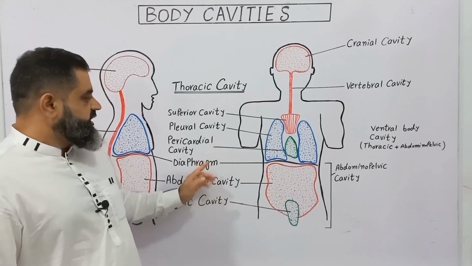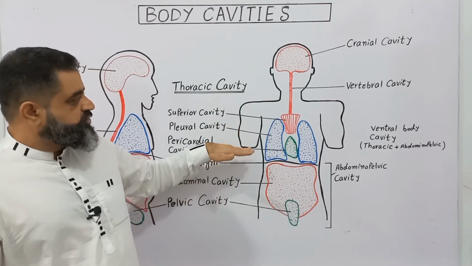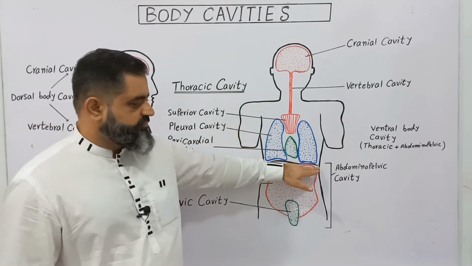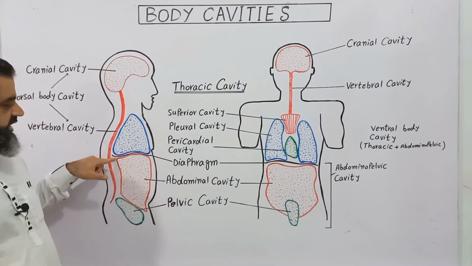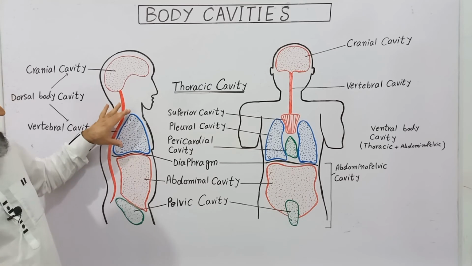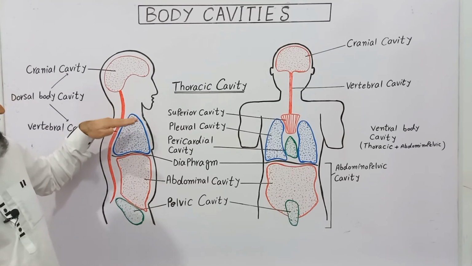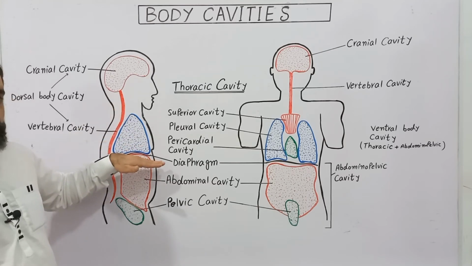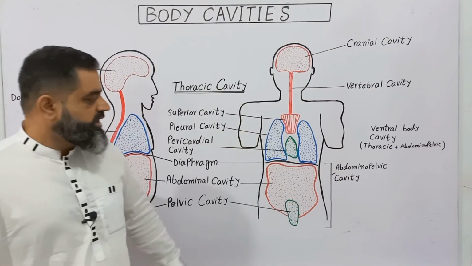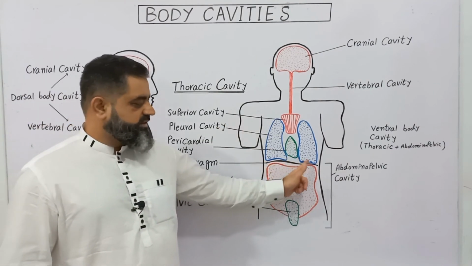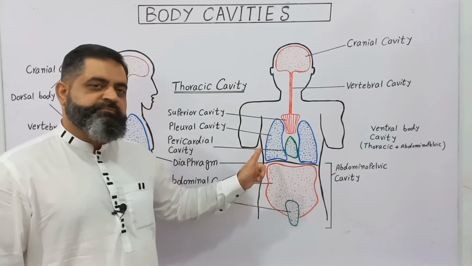The next cavity is just below the thoracic cavity, where there is a sheet of muscle known as the diaphragm. If we look at this diagram, this is the diaphragm and this is the pleural cavity. Just below the pleural cavity there is a sheet of muscle known as the diaphragm, which helps in the breathing mechanism. Just below the diaphragm there is a cavity known as the abdominal cavity.